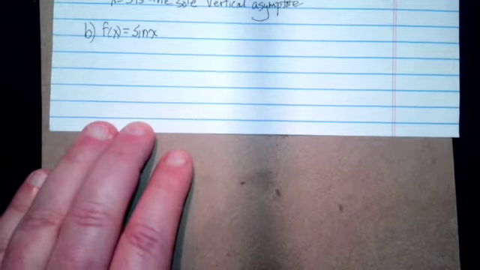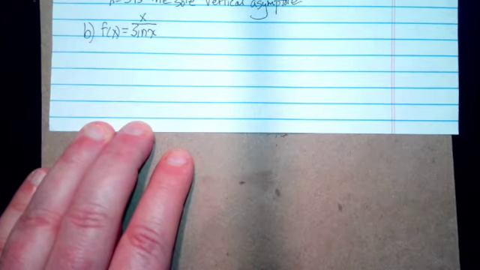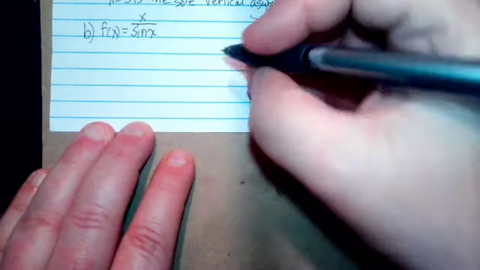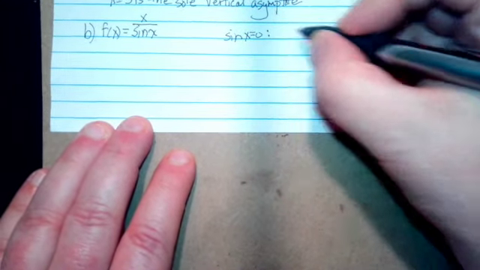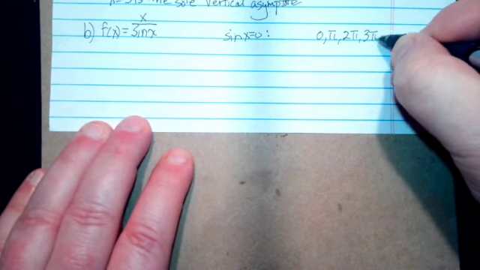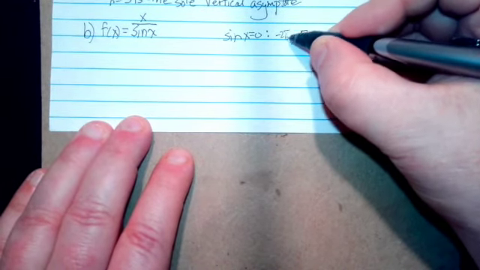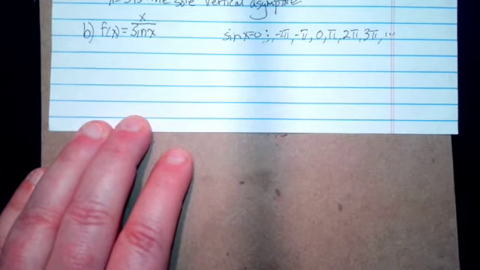In 7b, we are asked to find all the vertical asymptotes of x over sine x. So we look for all the places where the denominator is 0. So when is sine of x equal to 0? Well, that would be at 0, pi, 2 pi, 3 pi, and so on. Also, negative pi, negative 2 pi, actually at any integer times pi.